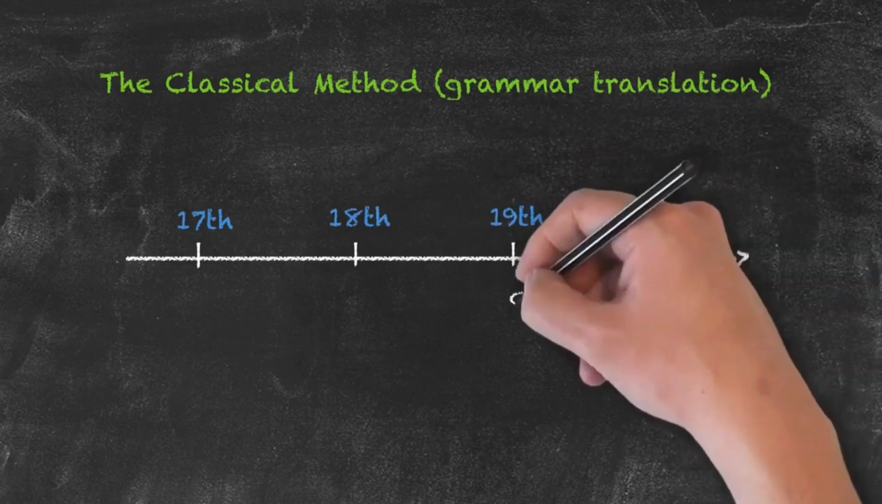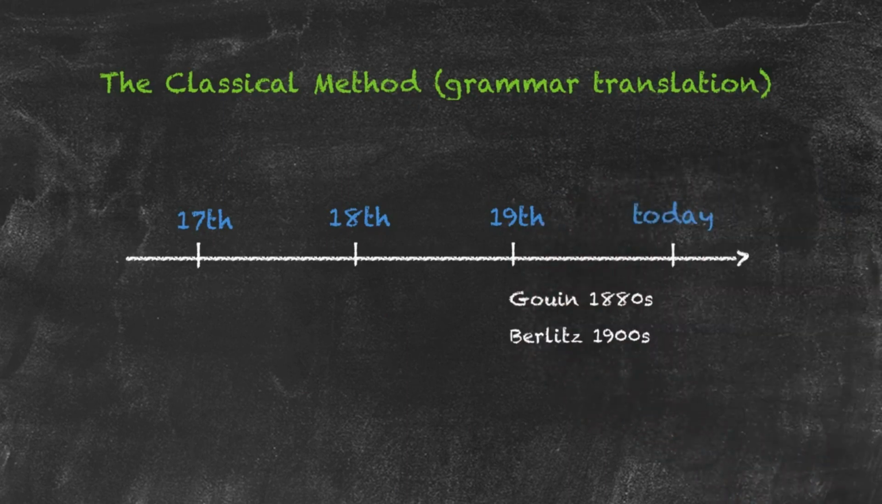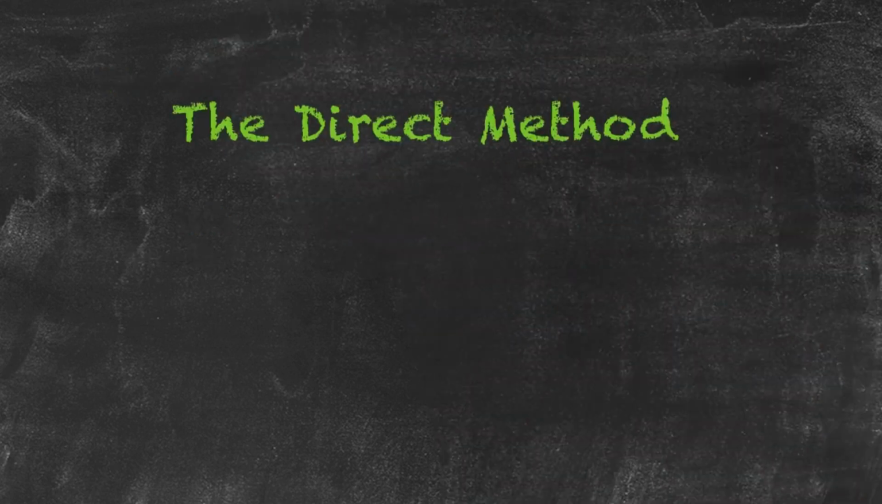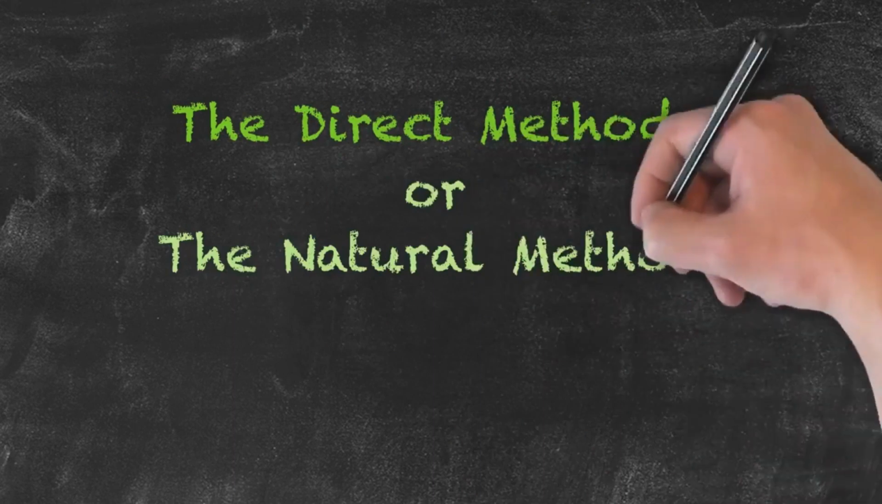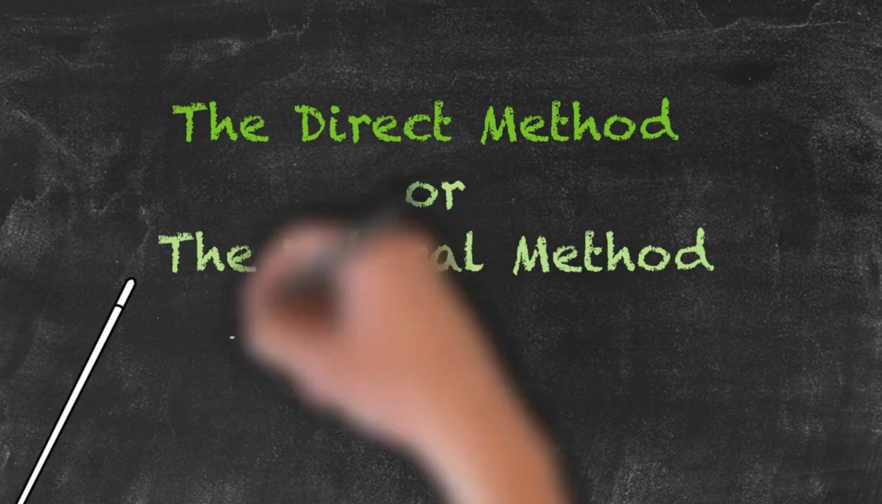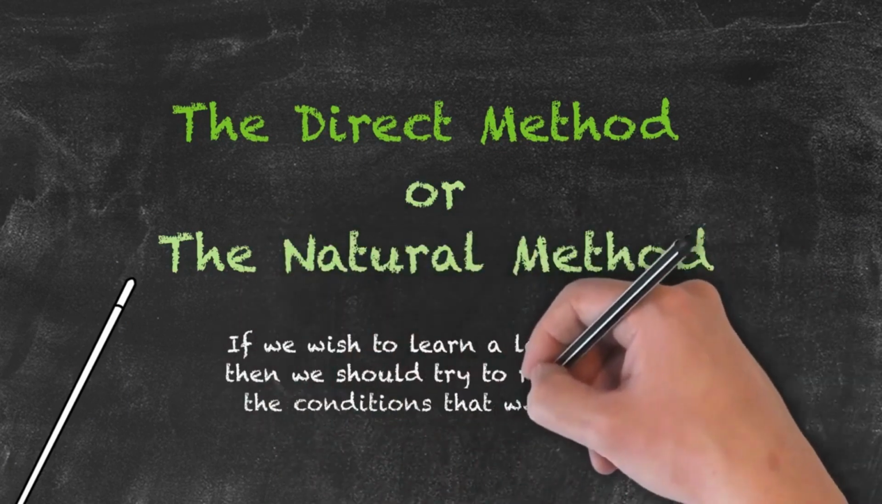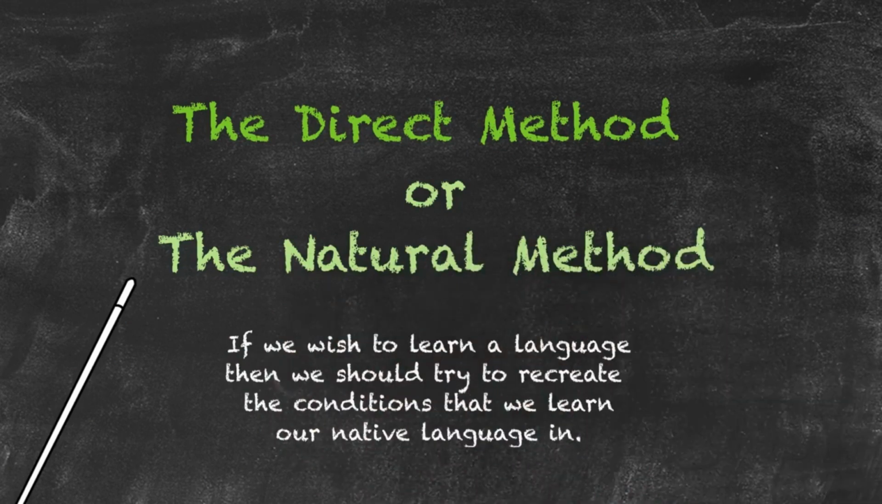However, Guan in the 1880s and Berlitz in the early 1900s decided that this particular methodology was so unnatural that they wanted to come up with something new. The method that they came up with, they called the direct method. You will also sometimes see it as the natural method. What these two people were saying is that if we wish to learn a language, then we should try to recreate the conditions that we learn our native language in. And this is what the natural methodology tried to do.